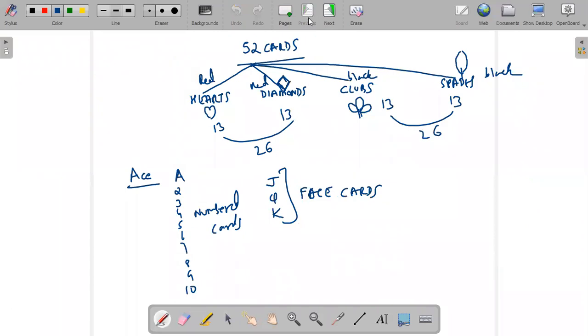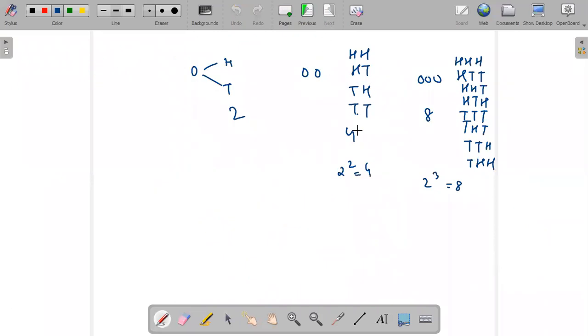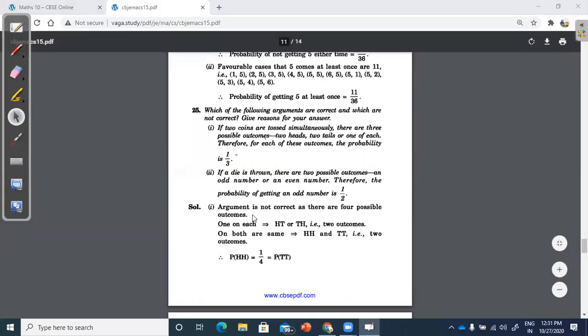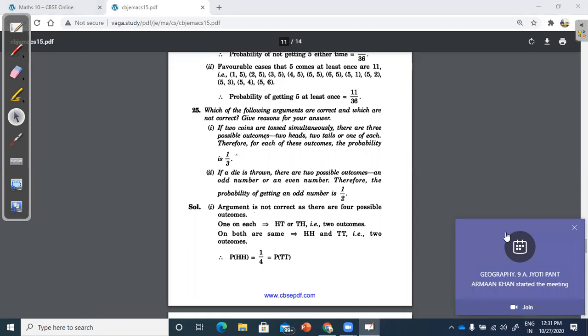I hope you remember that. So I had discussed this, yes. So there are 4 outcomes, not 3 outcomes. So the probability is not 1 by 3, that is wrong. This is false. Because when we throw, what is going to happen? We'll get 4 outcomes. So the statement is false. The probability of each outcome being 1 by 3 is false, because there are 4 possible outcomes.